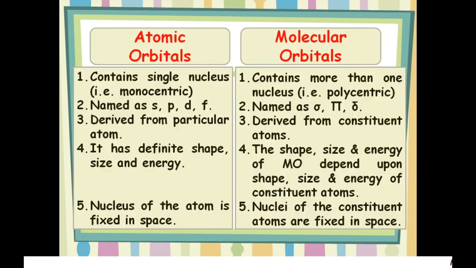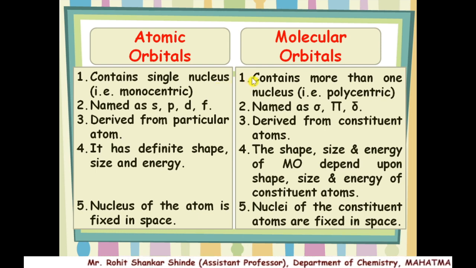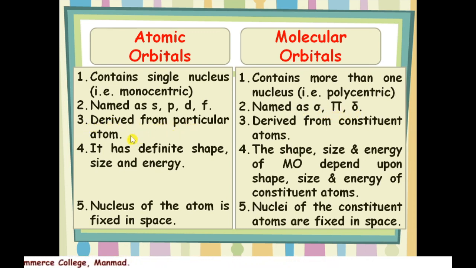So let us start with the difference between atomic orbitals and molecular orbitals. Atomic orbitals contain a single nucleus, while molecular orbitals contain more than one nucleus. Atomic orbitals are named s, p, d, f. Molecular orbitals are named sigma, pi, delta. Atomic orbitals are derived from a particular atom. Molecular orbitals are derived from the constituent atoms.